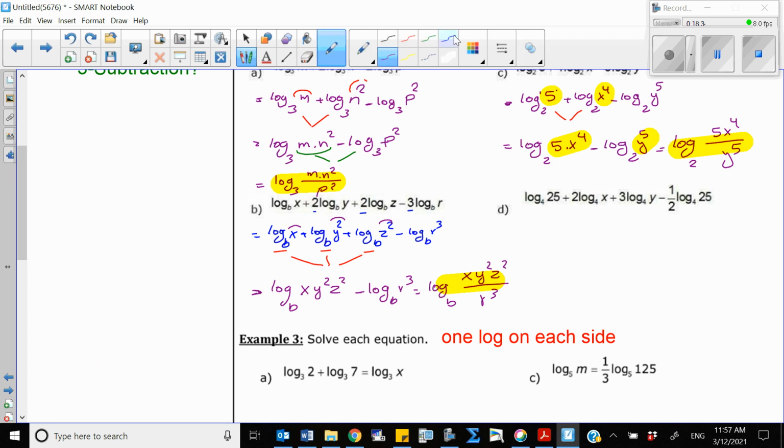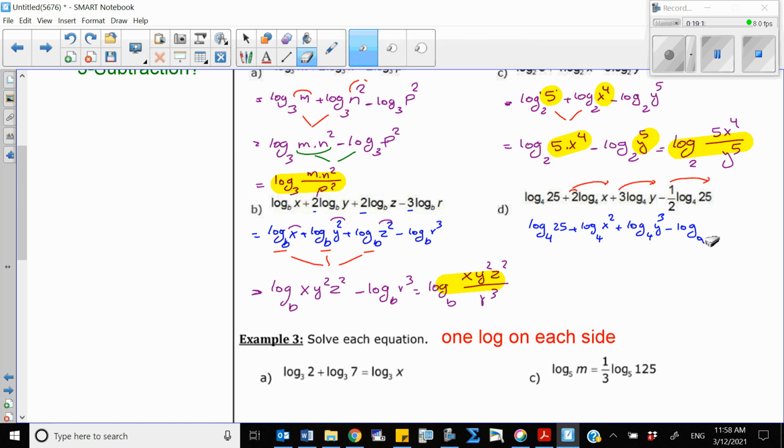Now let's do the next one. Okay, what do we have here? We have some coefficients. So move them to the power. And this one can be written as a power again. So I'm going to rewrite this as log base 4 of 25 plus log base 4 of x squared plus log base 4 of y to the 3 minus log base 4 of 25 to the power of 1 over 2.